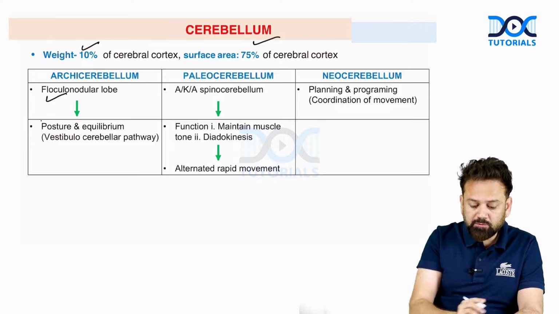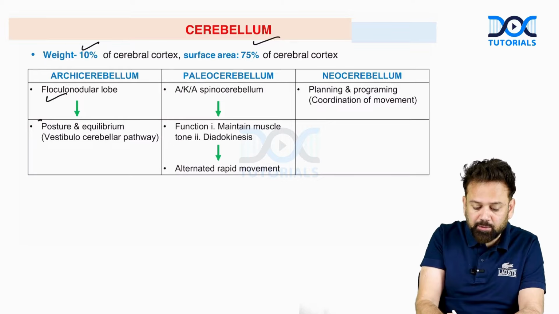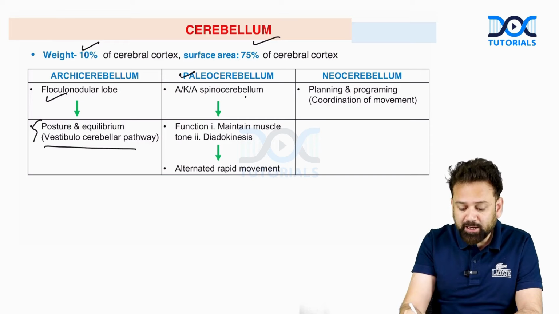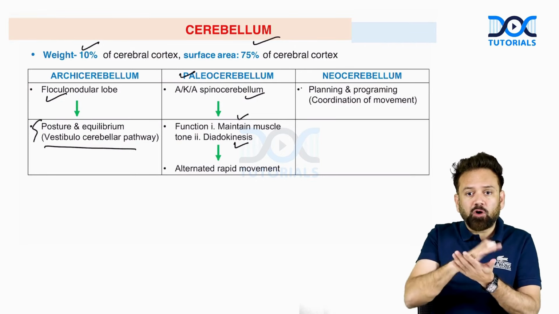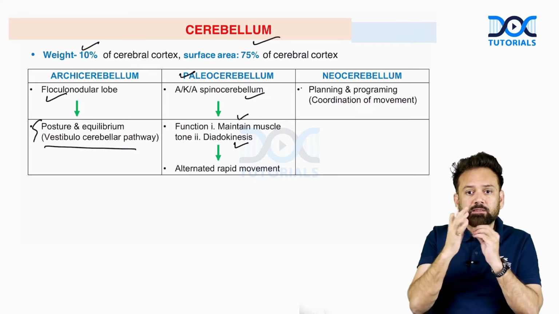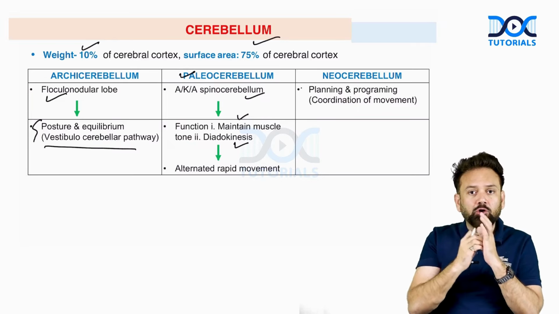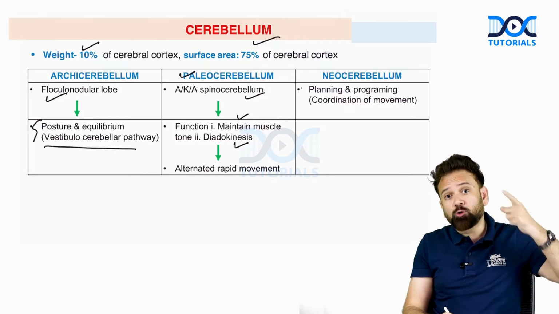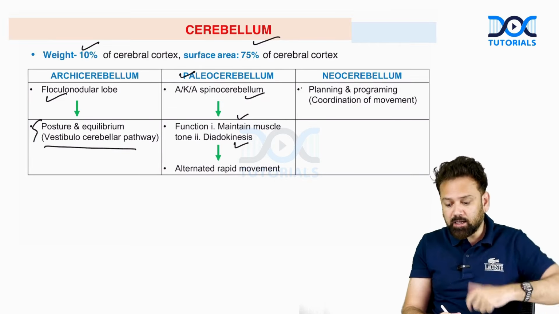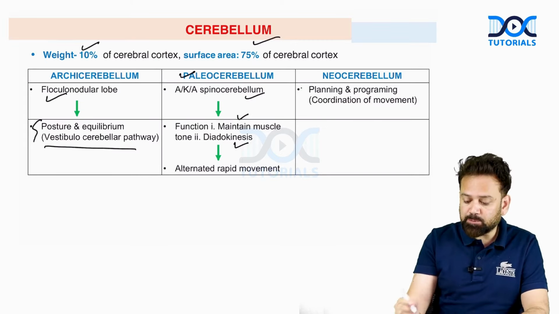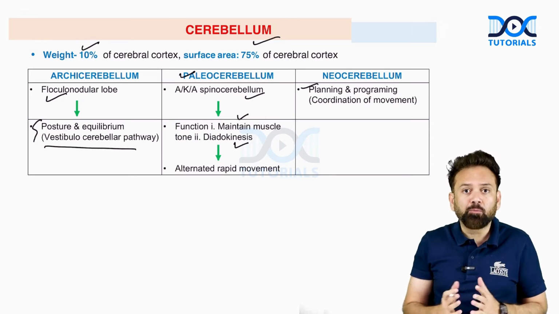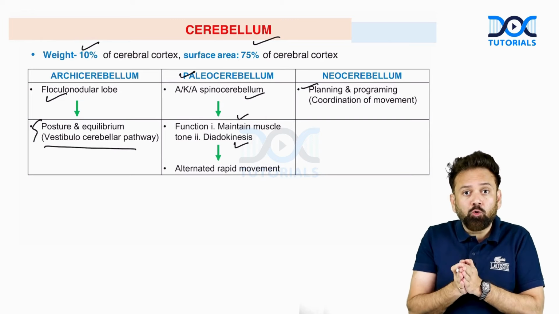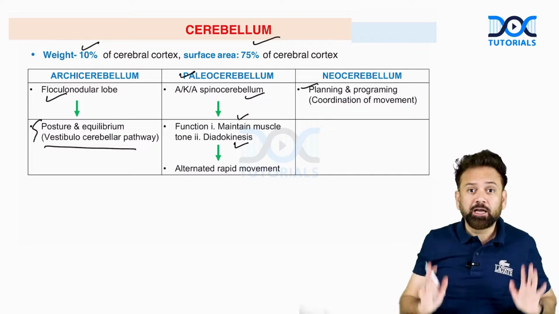Now, cerebellum, weight is only 10%, surface area is 25%, has 3 parts: archi, paleo, neo. Flocculonodular is very, very old. It is for posture and equilibrium, the vestibulocerebellar pathway. Paleo is spinocerebellar. Function is muscle tone and diadochokinesia. What is diadochokinesia? Ability to perform alternate rapid movement like this. If there is a lesion, we cannot do like that. It will be called adiadochokinesia or dysdiadochokinesia. In the neocerebellum, purpose is planning and programming of the movement, coordination of the movement. So neo, new, paleo, old, archi is very, very old, ancient.